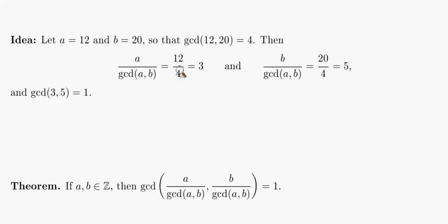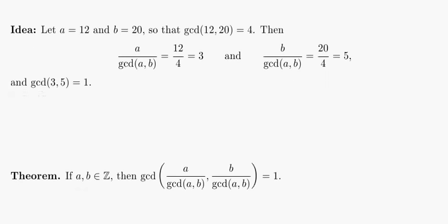So if I take 12 divided by 4, that's equal to 3, and 20 divided by 4 is equal to 5. And if I take the GCD of these two quotients, 3 and 5, that's 1. Those 3 and 5 are relatively prime. So that's the theorem that we wish to prove: if I divide two numbers by their greatest common divisor, then the quotients that are left have GCD of 1. Okay, now why is this true?